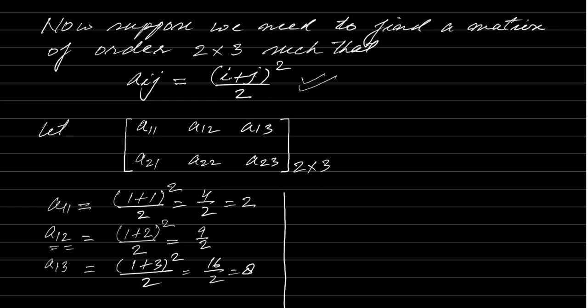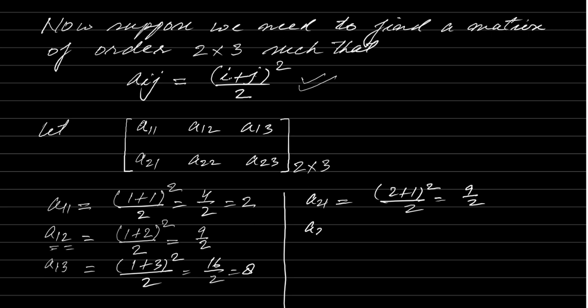Next, we have to find A21. So here in A21, i is equal to 2 and j is equal to 1. So we get (2 plus 1) whole square upon 2. That is 2 plus 1, 3 square, 9, again 9 upon 2.